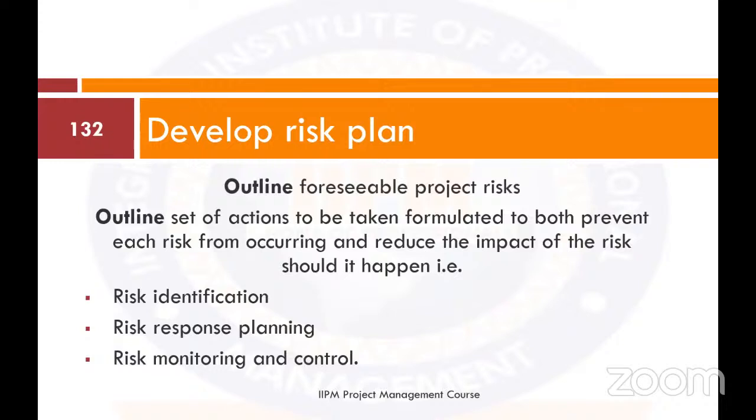Then the risk plan is more of outlining foreseeable project risks, outlining a set of actions to be taken, formulated to both prevent each risk from occurring and reduce the impact of the risk should it happen. That is, there is risk identification, there is risk response planning, there is risk monitoring and control.